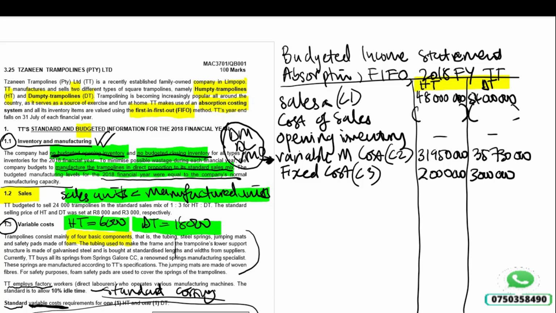So the next thing that we need is the closing inventory. We need to subtract our closing inventory.